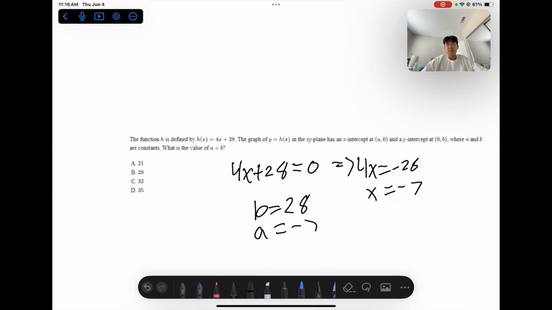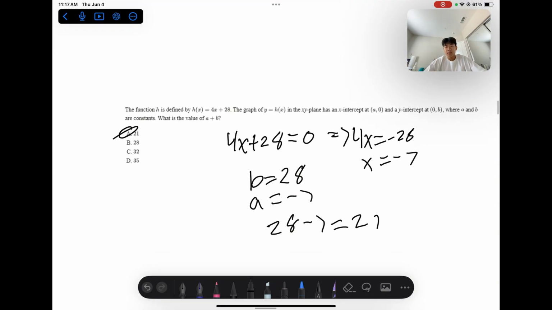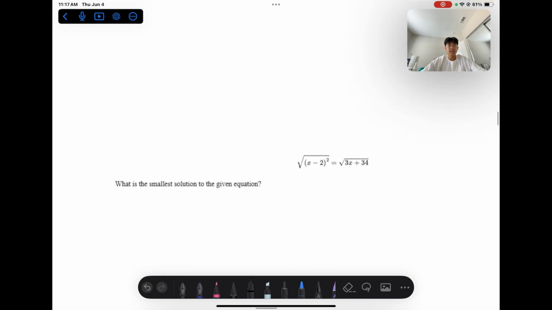And now that we have a and b, we just add them. 28 minus 7, you get 21. That's how you get your answer. It seemed like a very complicated problem, but it's quite simple, right? So just stick to the basics, stick to what you know, and eventually you'll get the right answer. Let's look at the next one.